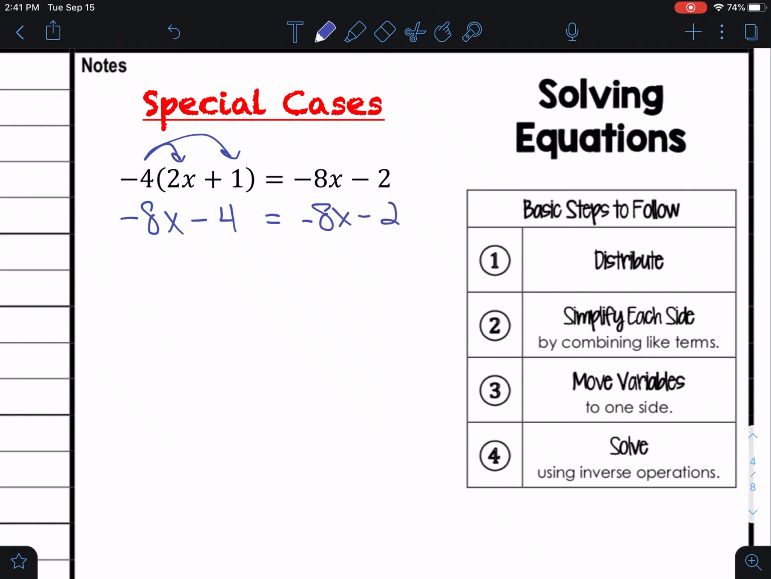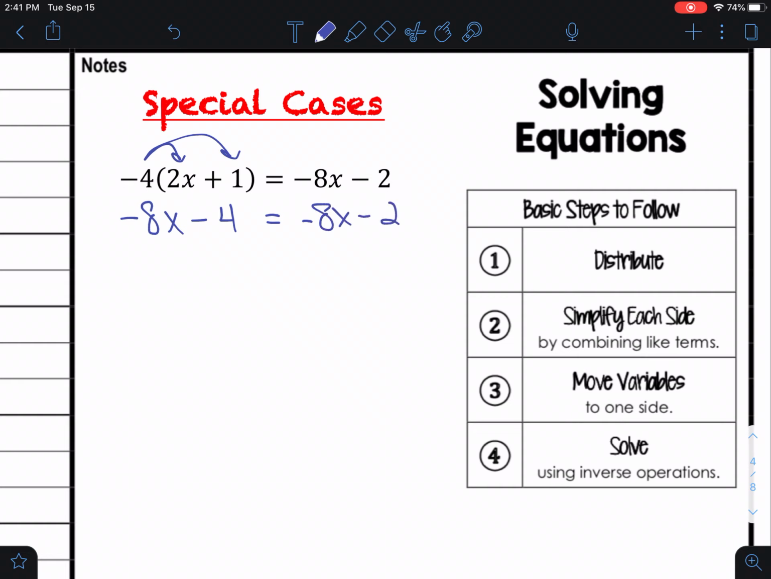Okay, so step one, done. Step two says to simplify each side. You'll notice on each side here, there isn't anything that I can simplify, no combining of like terms or anything like that. So that means I can move on to step three, which means I want to get all my variables on one side. Okay, so I'm going to do that. And I'm going to say, all right, I want to get rid of this negative 8x here. So I'm going to add 8x to both sides.